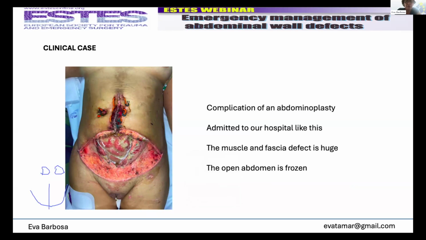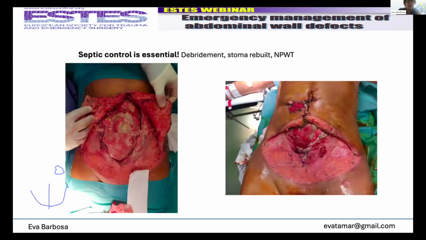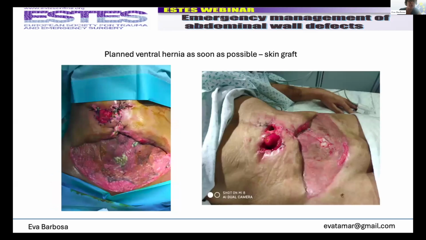what you have, and this is a frozen open abdomen. Also, you have skin ischemia, and this is not clean at all. So the first thing you have to do is septic control, which is essential. So we have to take all the stitches out, debridement, stoma rebuild, negative pressure wound therapy. And in this case, there's nothing else you can do. You have to come back another time for the battle.